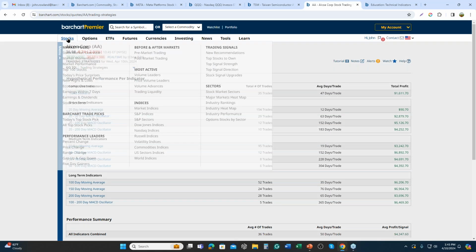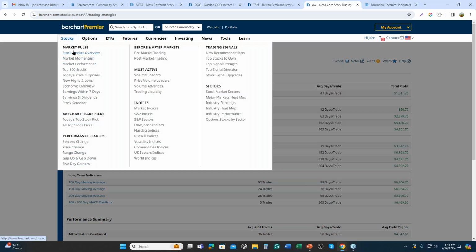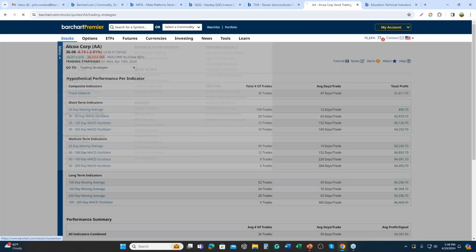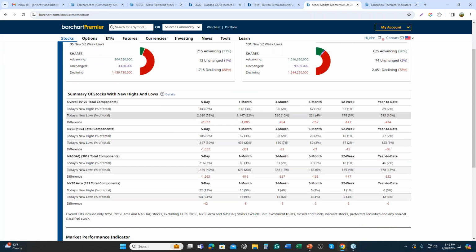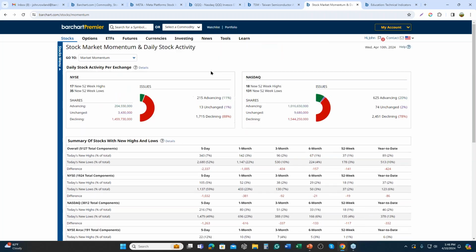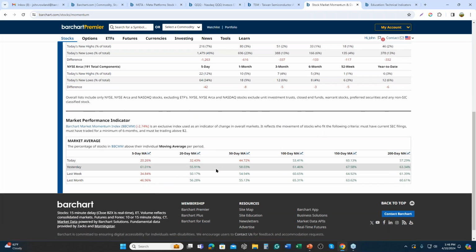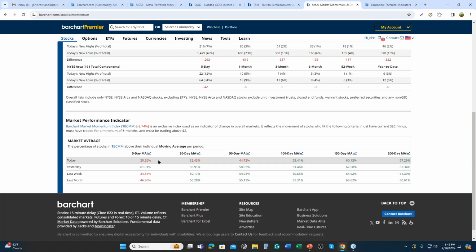So if I go under stocks and underneath stocks here, market pulse, there's market momentum and market performance. So first of all, on market momentum, there are a couple of nice little features. This is your internal breadth. What I'm going to show you down here is it looks at the market overall, and you can see how many stocks are above their 20-day moving average, their 50-day moving average, the 100-day, 150, and 200-day moving average.